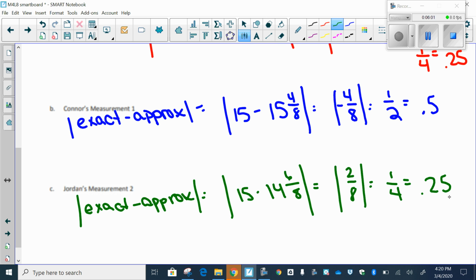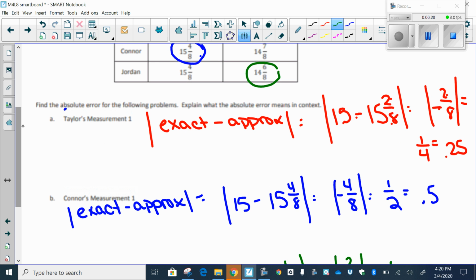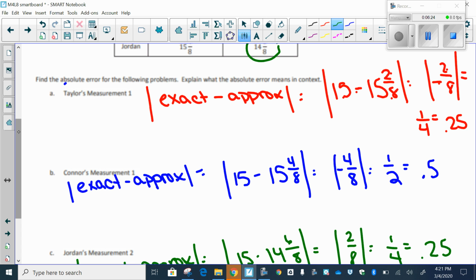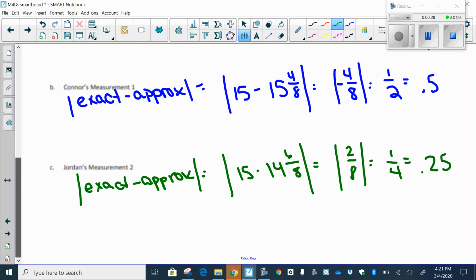So Jordan, she or he, Jordan could be either, I guess, measured a little shy of what the company says it is, and Jordan is off, has a difference, an error of 25/100, a 1/4 inch. Notice that Taylor and Jordan are both off the same exact amount. Taylor says the TV is a little bit bigger than what the company says, and Jordan says it's a little bit smaller.